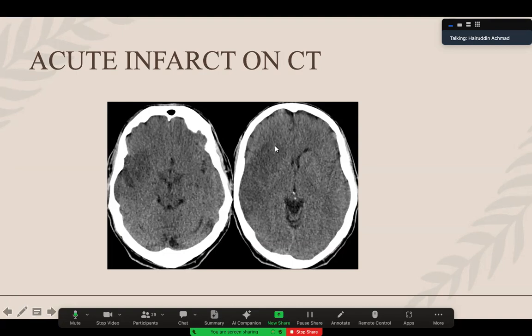Okay, so for example, in this case here, we have a hypodense area involving the insula, frontal lobe, and then the anterior temporal lobe here. Most of the time, it will have a broad-based involvement, like a wedge shape. That's how a stroke will normally appear, where the base to the skull is larger compared to the ventricles.